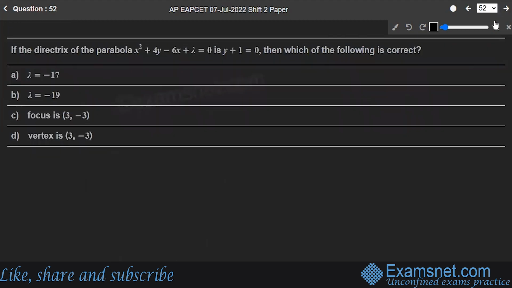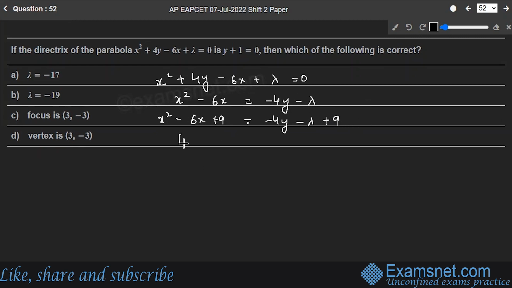Let's move to the next question, number 52. If the directrix of the parabola x square plus 4y minus 6x plus lambda is equal to 0 is y plus 1 is equal to 0, then which of the following is true? So in this question, you are given x square plus 4y minus 6x plus lambda is equal to 0. First thing, from here you can say x square minus 6x is equal to minus 4y minus lambda. Right? So x square minus 6x plus 9, because I have to complete the square on this side, is minus 4y minus lambda plus 9.